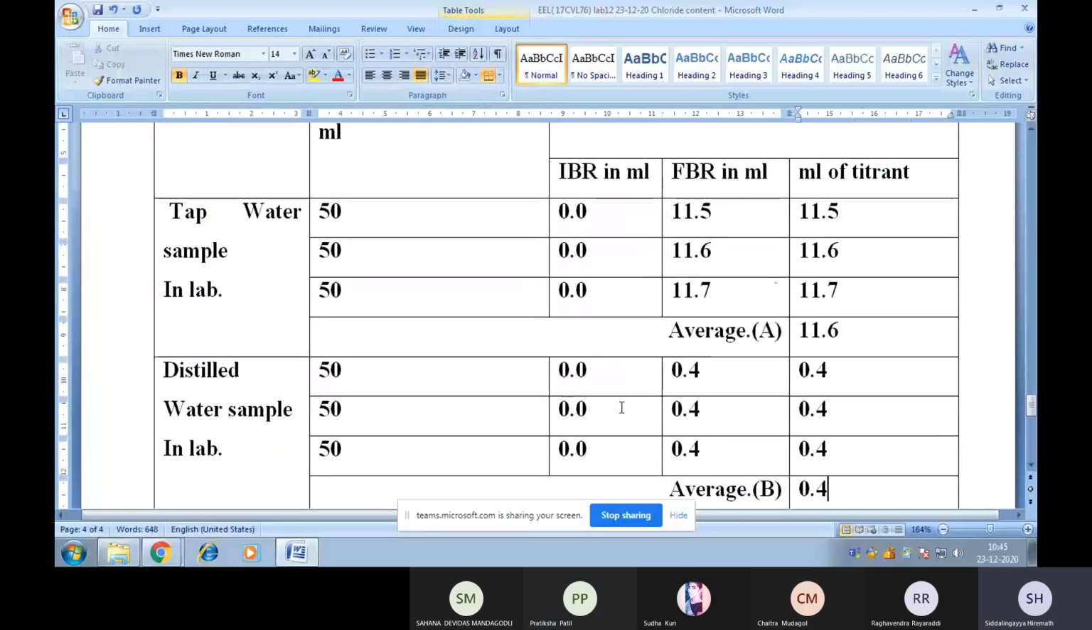So let me conclude the lab, and in the next online lab, we'll conduct an experiment to determine one of the characteristics, that is conductivity of water, and also, if possible, we'll conduct another experiment, that is BOD determination, that is biological oxygen demand determination.